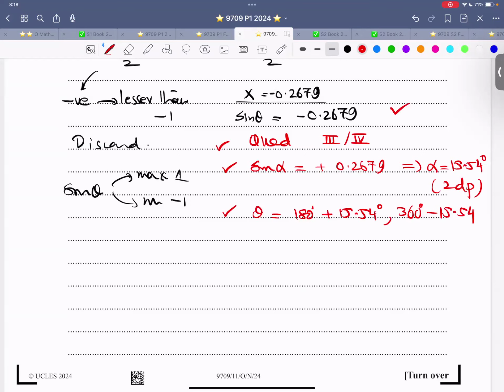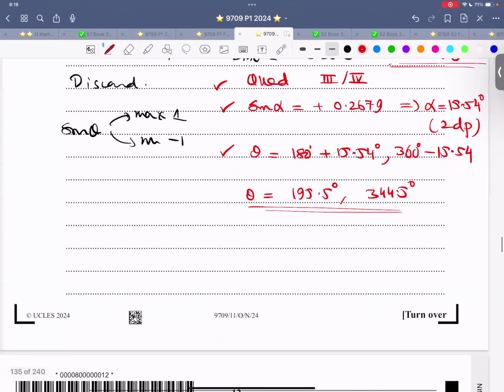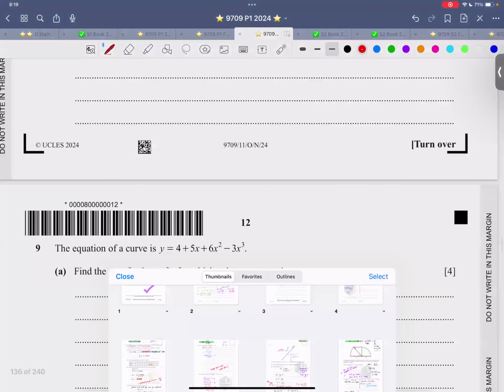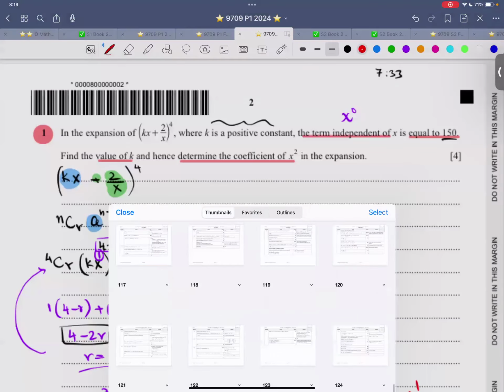Also, there is another step which is about the range. Theta lies between 0 and 360 degrees. There is no modification required. Now, the fourth step is this. Therefore, theta, the rounded off value, is 195.5 degrees and 344.5 degrees. That is the final answer for this part. So now question number 8 is done. And I think that is what we focused on.